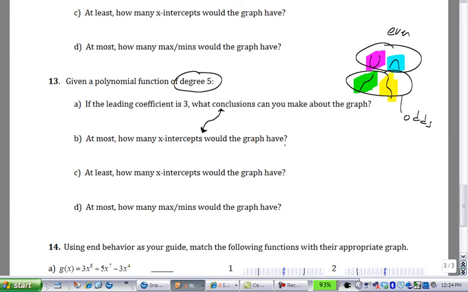At most, how many x-intercepts would this have? Well, if it's a 5th degree, it can cross 5 times. The only way for it to cross 5 times is if there's 1, 2, 3, 4, 5. Look at the peaks and valleys, and if you add up all the peaks and valleys, how many do you get? 4. Oh, and this was, sorry, at most, how many x-intercepts would the graph have? So how many x-intercepts did we draw? We drew 5. So a 5th degree can at most have 5 x-intercepts. It doesn't have to, but at most 5.